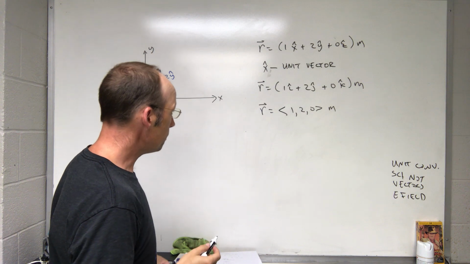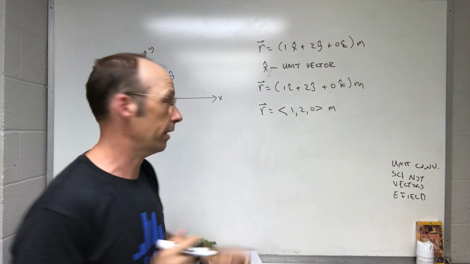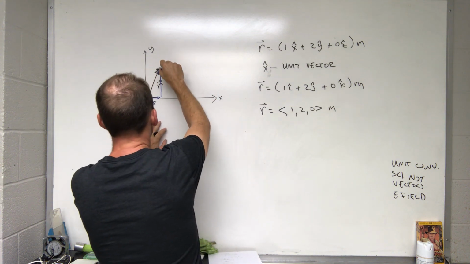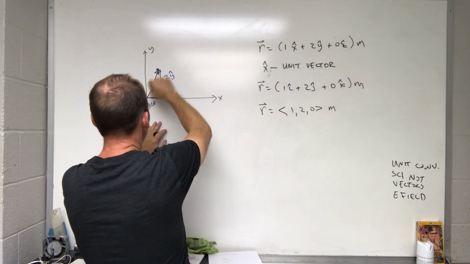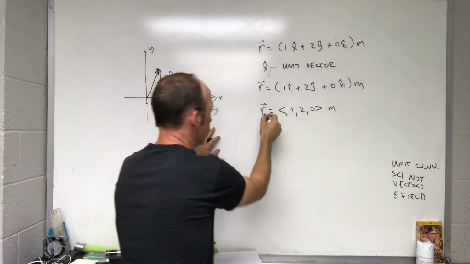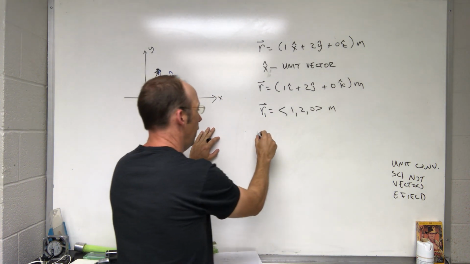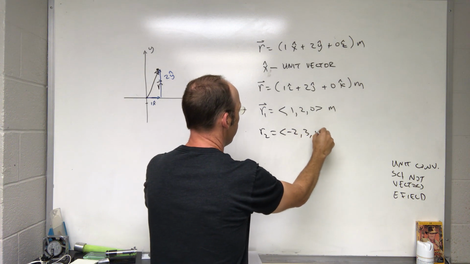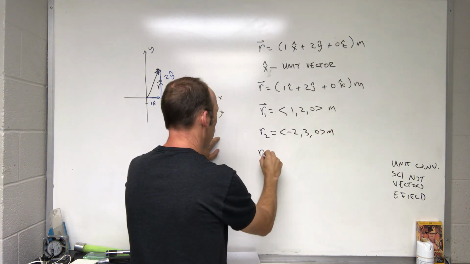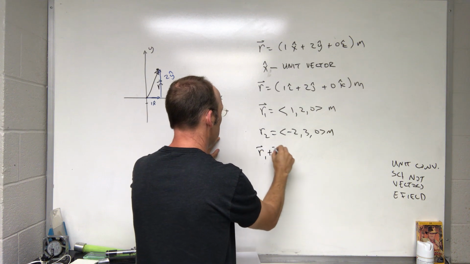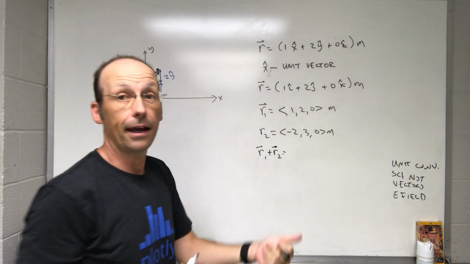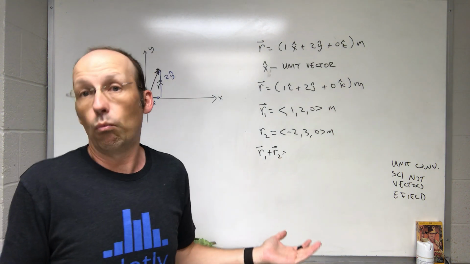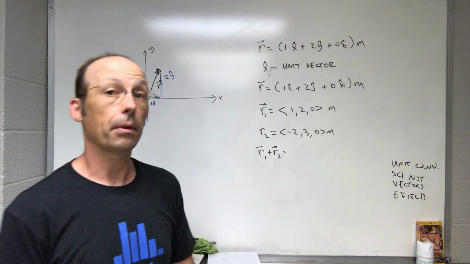Okay, let's do the first thing: add vectors. So suppose I want to add two vectors. Let's say I have that position and I want to add another position. So let's say I take that r1 and I want to have r2 be negative 2, 3, 0 meters. Then what's r1 plus r2? It's just going to be, I add the x components, I add the y components, I add the z components. And that's why we write vectors in component form like that.